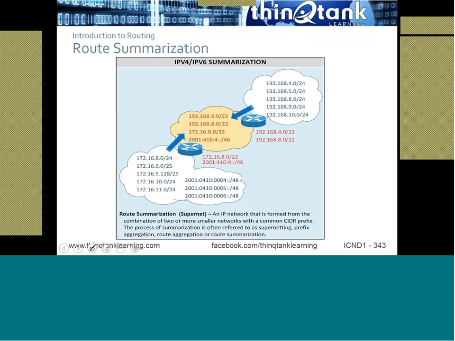So route summarization is this concept of taking essentially a bunch of subnets and advertising those subnets as a larger network. That's why it's called route aggregation. We're aggregating a bunch of smaller networks and making them look like one large network. Isn't this just the opposite of subnetting? Subnetting is taking a large network and representing it as a bunch of small networks. Well, route summarization is supernetting, taking a bunch of small networks and representing them as one large network. All right?